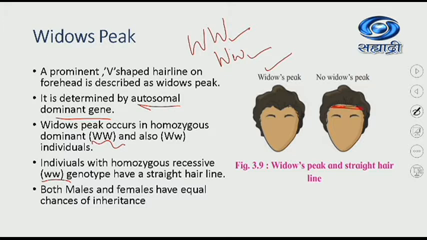Here it is having a straight hairline. It is not a disease. It is just a routine character. So these characters, they are inherited by autosomes. They are dominant genes, so it is autosomal dominant inheritance. There is one more example, rolling tongue, which I'll teach you in next lecture.